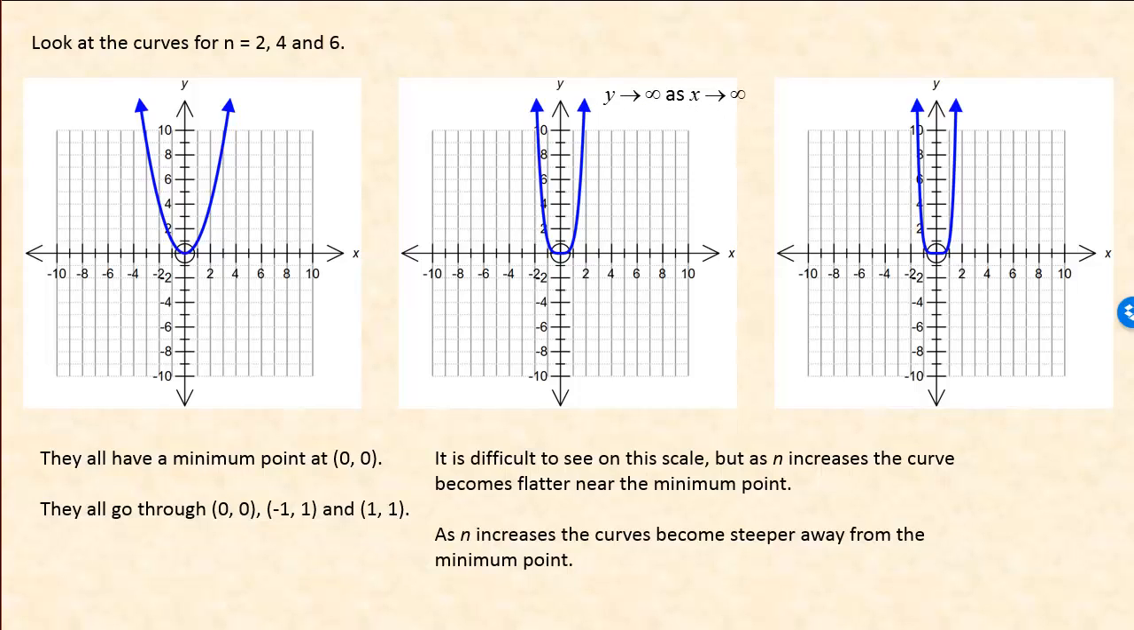Note here that y tends to infinity as x tends to infinity. So as x becomes large and positive, the graph goes off at the top of the page. But y also tends to infinity as x tends to negative infinity. So as x gets large and negative, the graph goes off the top of the page. And that's the same for all of the graphs.